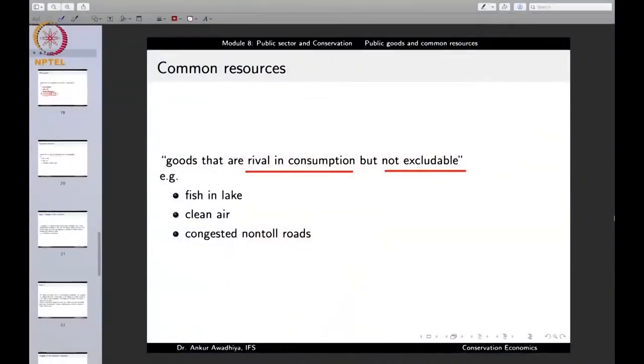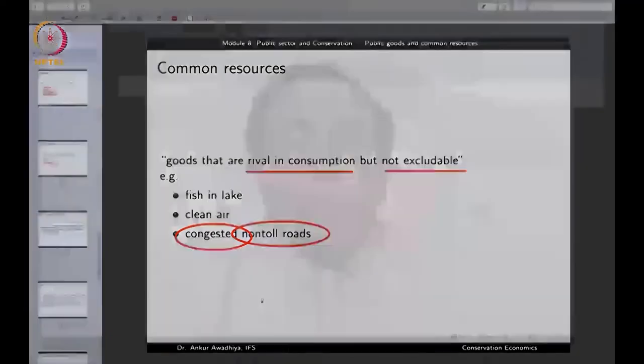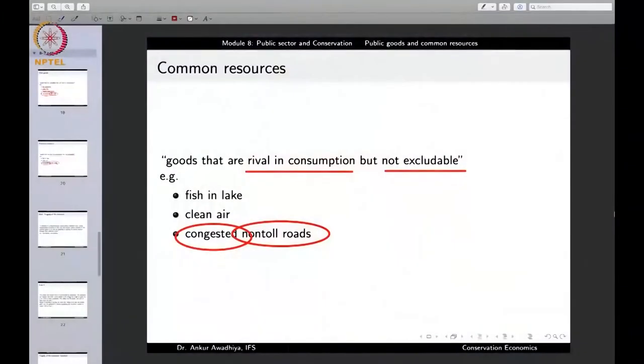Things such as clean air, it's a rival in consumption because if I use the clean air and I pollute it in the process of using, then you will not get that amount of or that quality of clean air. But it is not excludable because one person cannot say that, okay, this is my air, you are not permitted to use this air. It's there for everybody. Or congested non-toll roads. Now, because this road is non-toll, so everybody can use it. It cannot be excluded. But because it is already congested, so the more number of people that get inside this road, that are using this road, the lesser the quality remains for the other people to use it. So these are common resources.